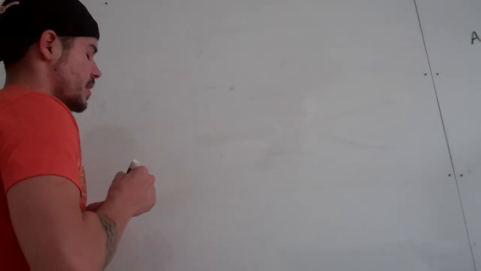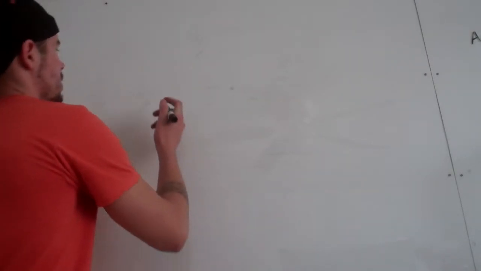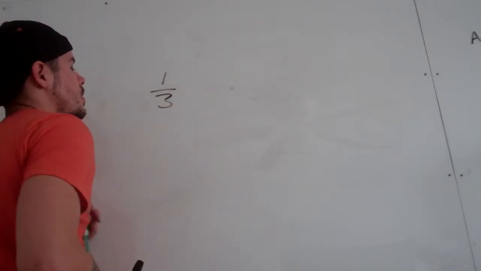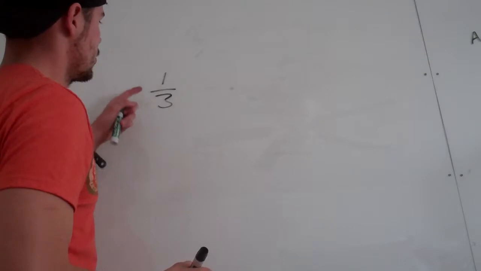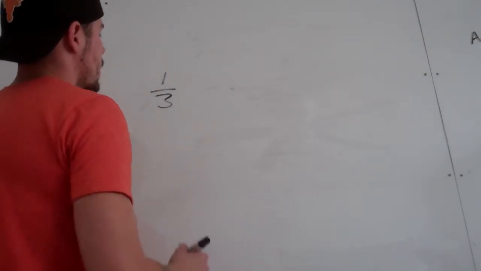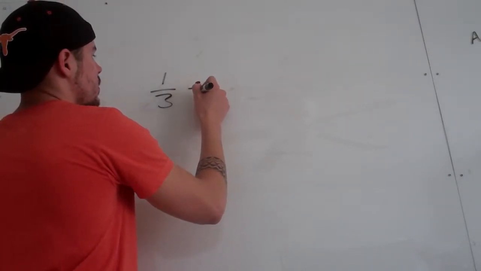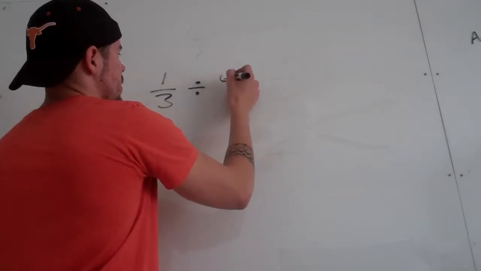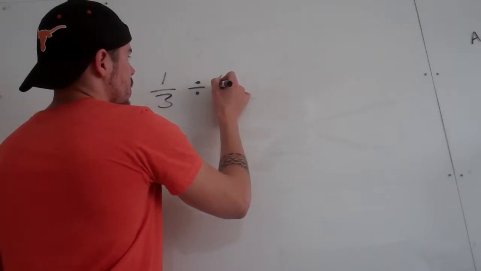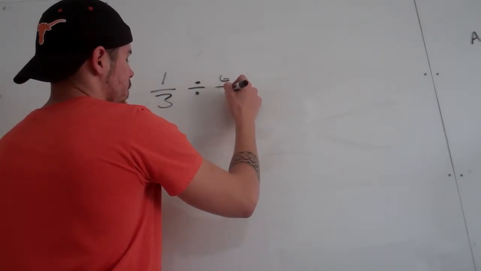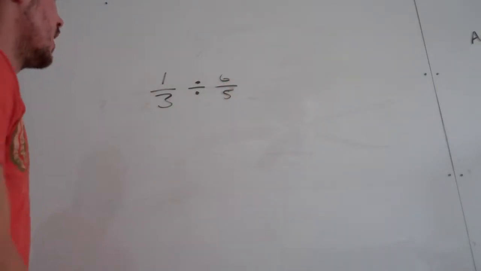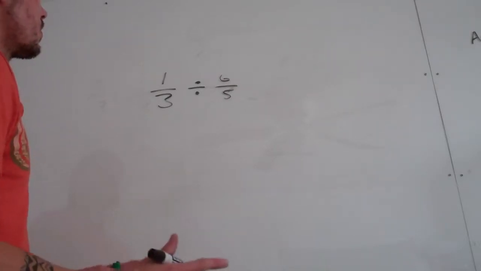So let's get started. Let's say you have a fraction, 1/3. This is just saying 1 divided by 3, divided by 6, divided by 5. Okay? What am I going to do here? What's the first thing I'm going to do?